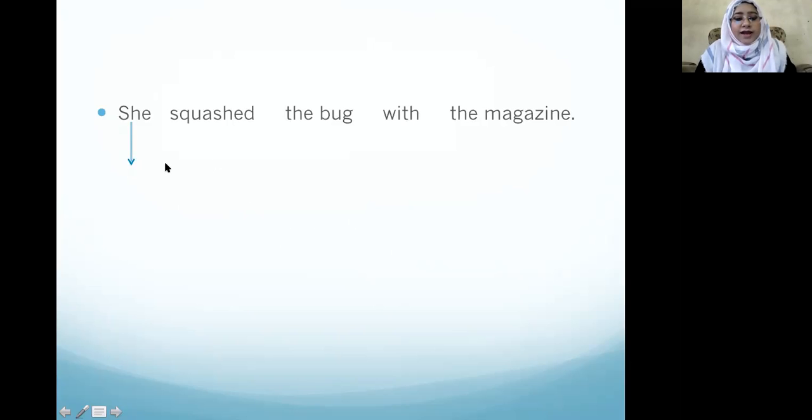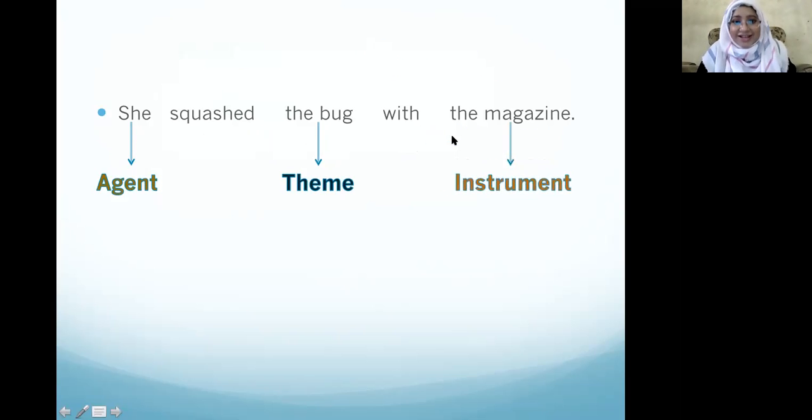Anyways, now the next sentence is, she squashed the bug with the magazine. Now she squashed the bug. So she is the one who is performing the action, right? So she is an agent. Now, what did she do? She squashed. Squashed what? She squashed the bug. So the bug is the theme. Now, how did she squash the bug? She did it with the use of the magazine. So magazine will be instrument. Clear? So when we use anything in order to perform any action, we call that thing instrument.